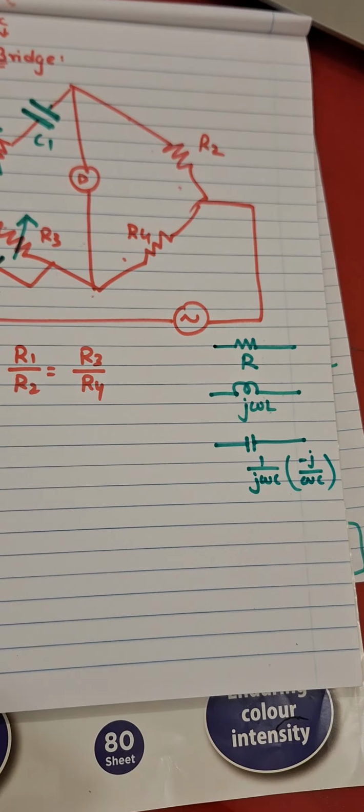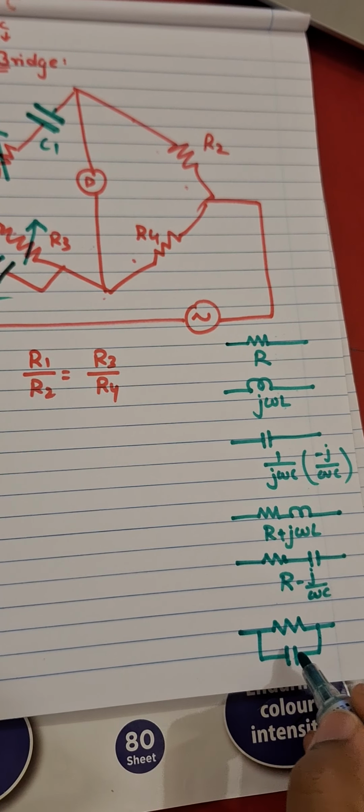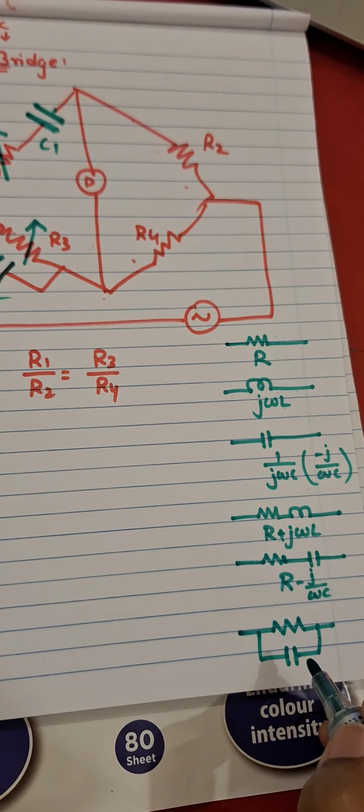Okay. So remember, resistance in series with inductance, we wrote it as R plus j omega L. Resistance in series with capacitance, we can write it as R minus j by omega C. Remember, I considered this, not this. Same way, if resistance is having a parallel capacitance, I am going to write it as R by 1 plus j omega CR. Just write it as R by 1 plus j omega CR.